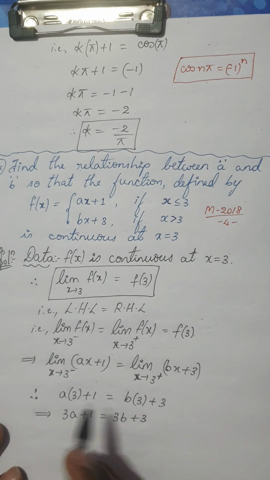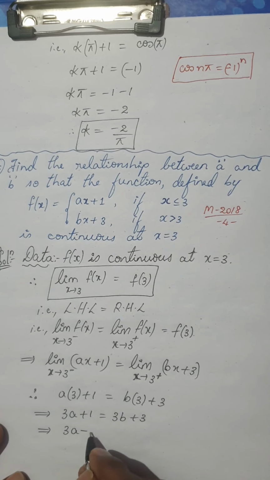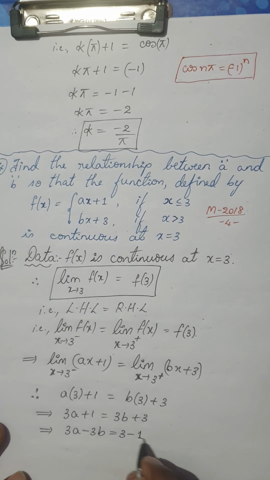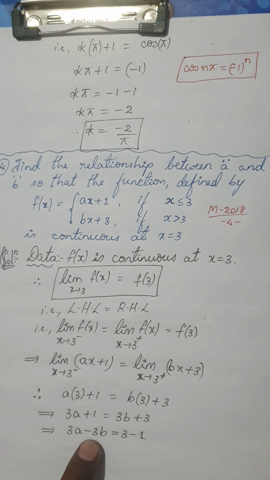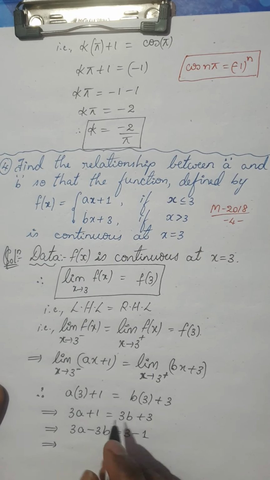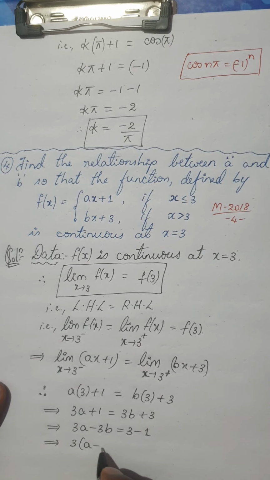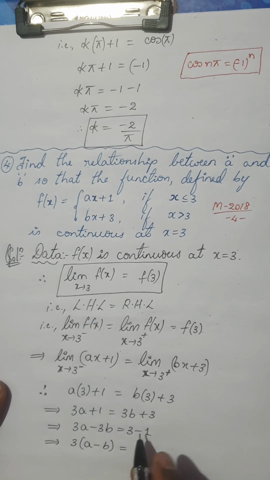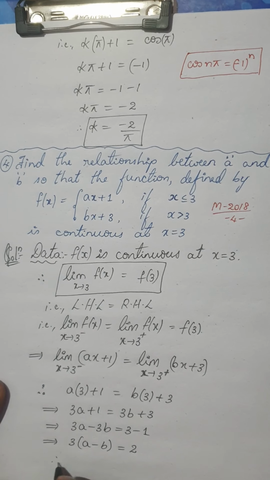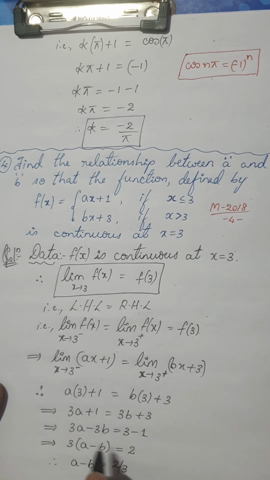Okay, you can bring both the terms, constant terms to left hand side. So I'll get 3a minus 3b is nothing but 3 minus 1, isn't it? So I'm taking 3b to the left hand side and this 1 is brought to the right hand side. This implies what is, you can take 3 common here. So you'll get 3 common, a minus b is nothing but, what is 3 minus 1? It is 2, isn't it? Therefore, you can say a minus b is nothing but 2 by 3.